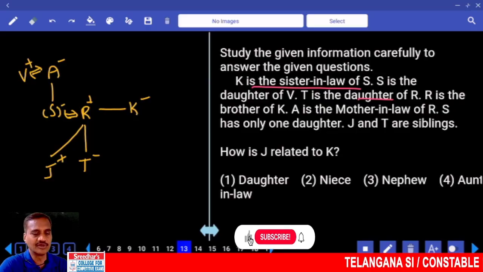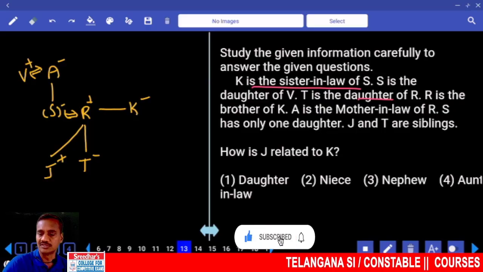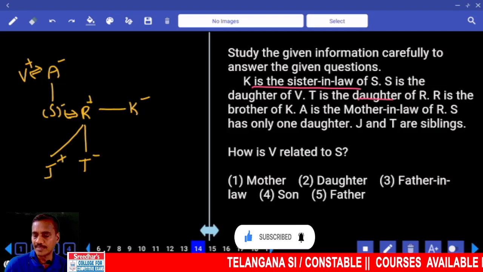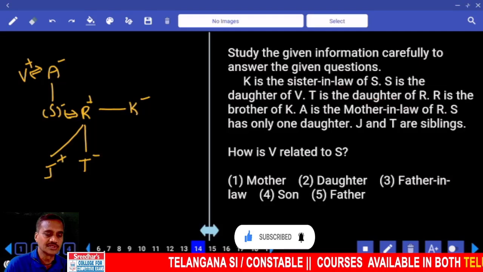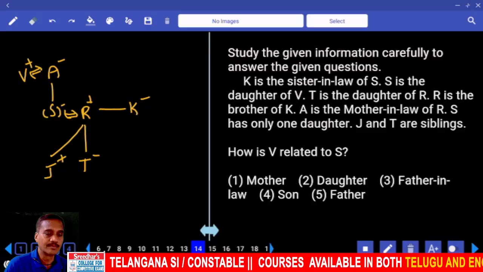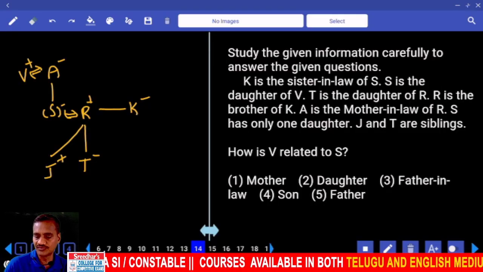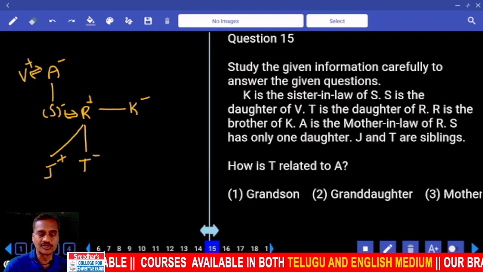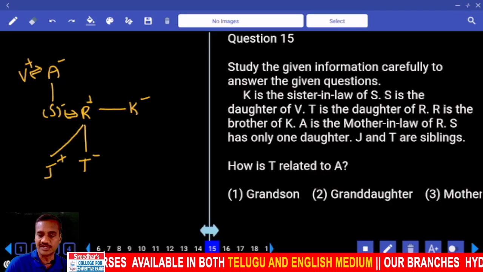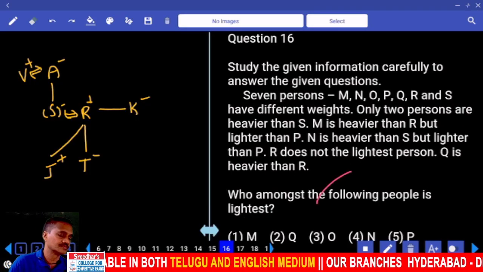And how is J related to K? K's brother's son, nephew, choice 3. Then how is V related to S? Now S's father. Father, that is the choice, fine. And how is T related to A? A's daughter's daughter, granddaughter. Granddaughter, choice 2.